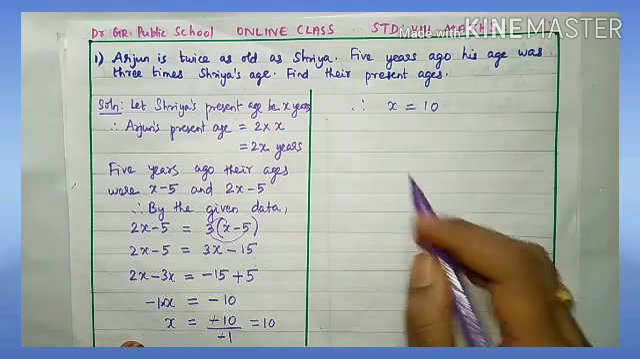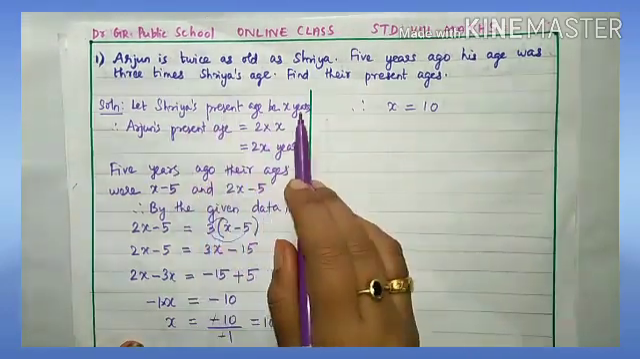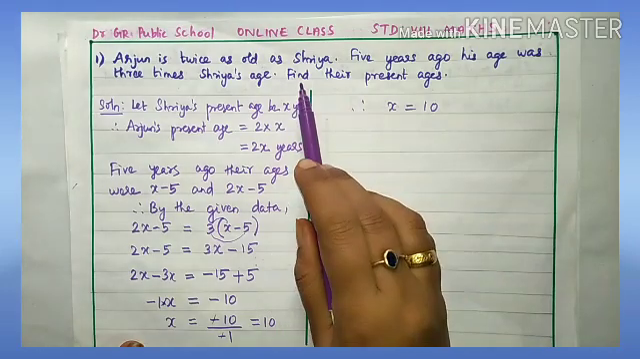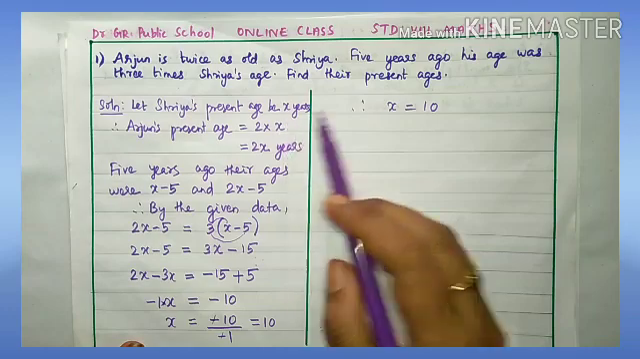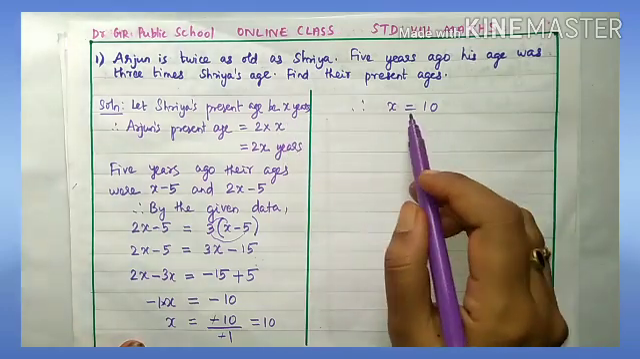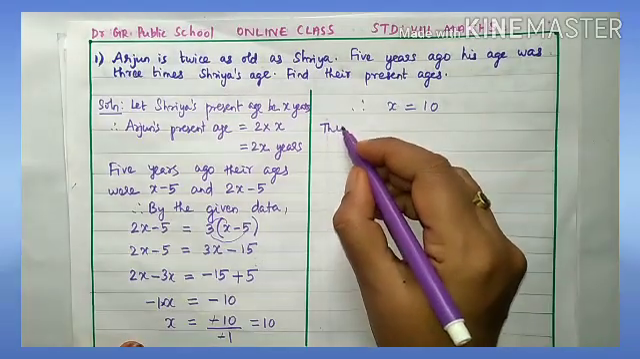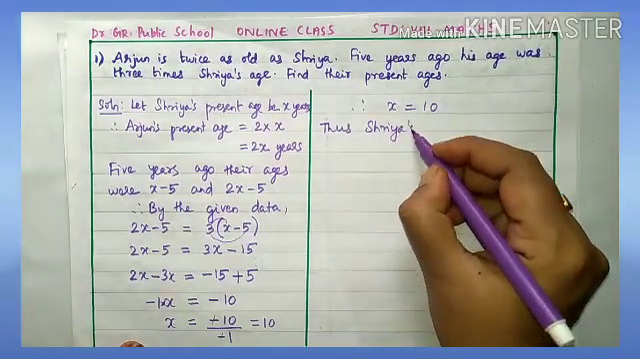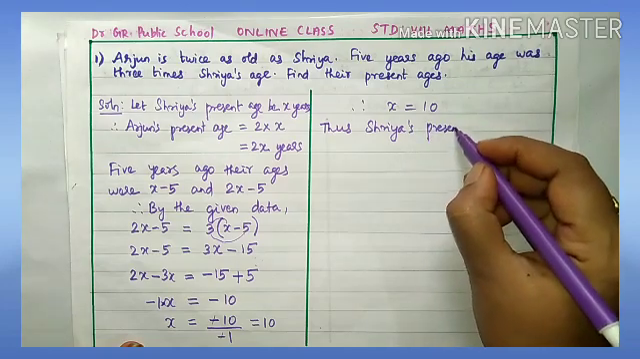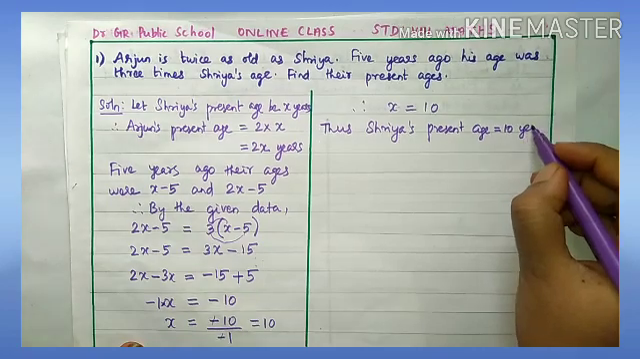Now what is the meaning, children? What is this x? The x is Shreya's present age. Correct? So our question is to find their present ages. Both the people's present ages we want to find out. Since x is Shreya's age, therefore Shreya's present age is equal to 10 years.